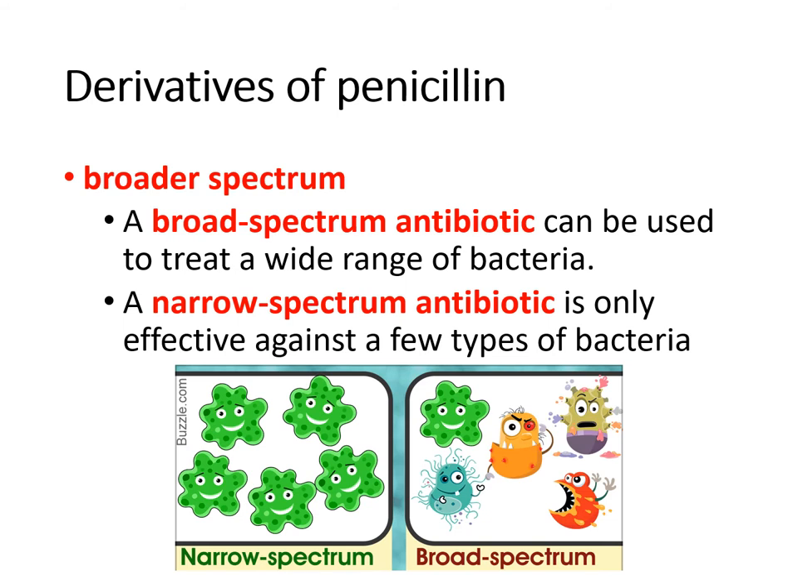Another goal for creating a synthetic variant is to broaden the spectrum of the antibiotic. A broad-spectrum antibiotic can be used to treat a wide range of bacterial infections. On the other hand, a narrow-spectrum antibiotic is only effective against a few types of bacteria. So in most cases, the broader the spectrum, the more useful the antibiotic will be in different scenarios. You never really want to create an antibiotic that's only good for one type of infection. The application of something like that is very, very limited. From a financial perspective, it's also not very cost effective. You want to have something that would be good for at least several types of infection.